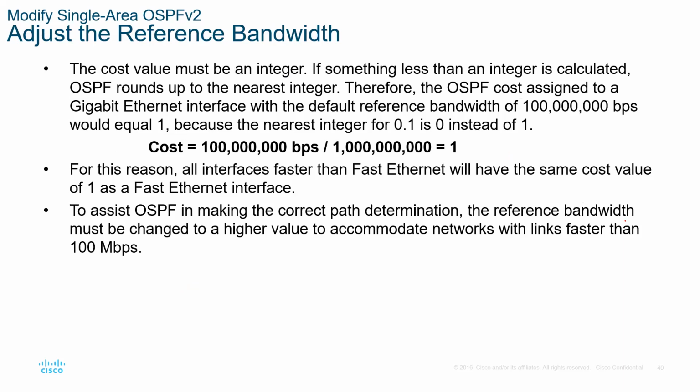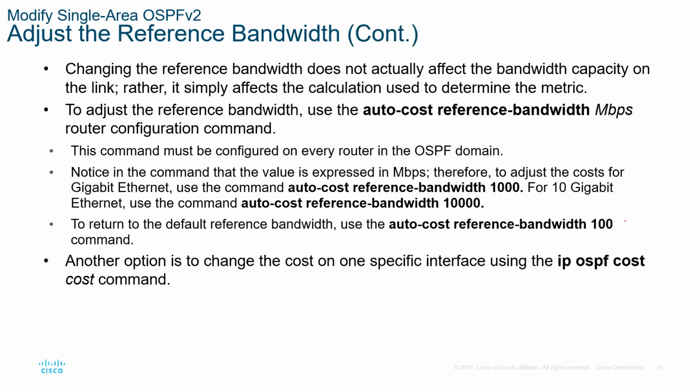To assist OSPF in making the correct path determination, the reference bandwidth must be changed to a higher value to accommodate networks with links faster than 100 Mbps. Changing the reference bandwidth does not actually affect the bandwidth capacity on the link. Rather, it simply affects the calculation used to determine the metrics. To adjust the reference bandwidth, we use the auto-cost reference-bandwidth command, and you give the value in Mbps.